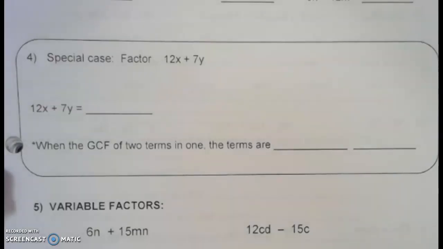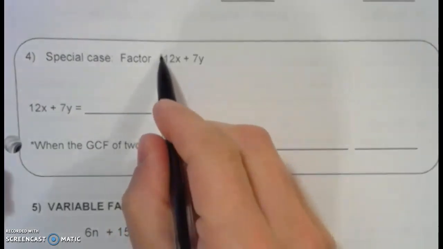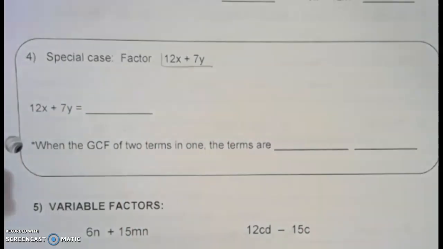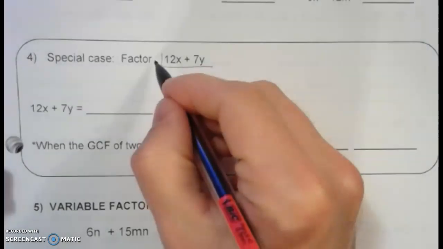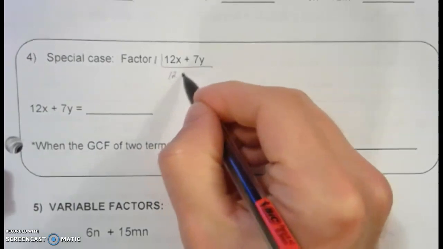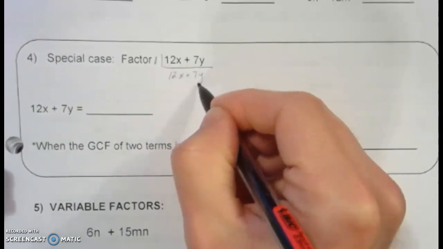In the box for question 4, they've asked us to factor 12x plus 7y. So if you put your factor box around those two terms and look at them, it's tough to figure out if they have anything in common. In fact, they really don't have anything in common except for the number 1. And again, that's not going to change anything. That's going to keep 12x plus 7y.